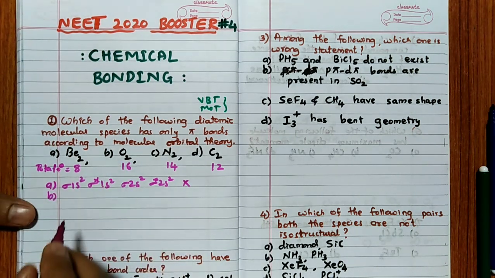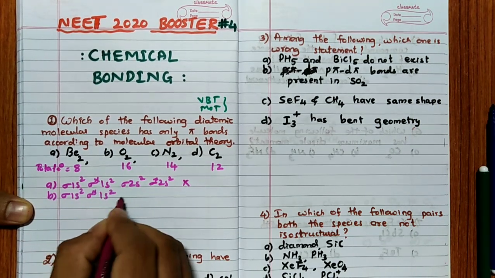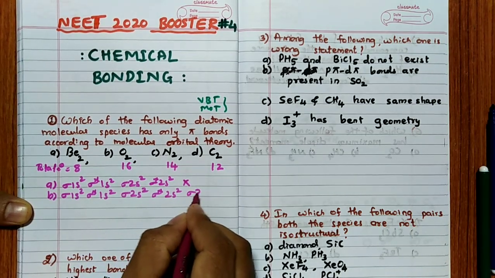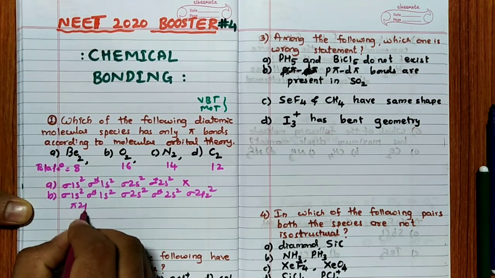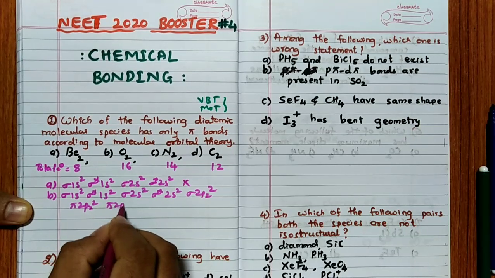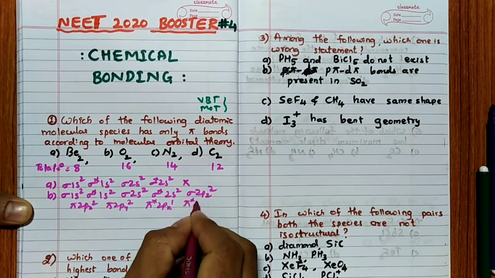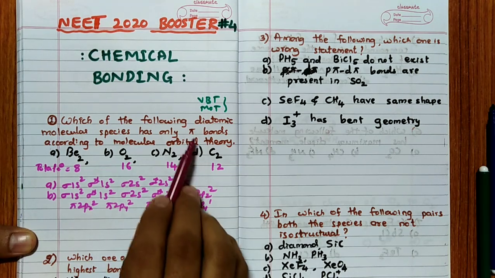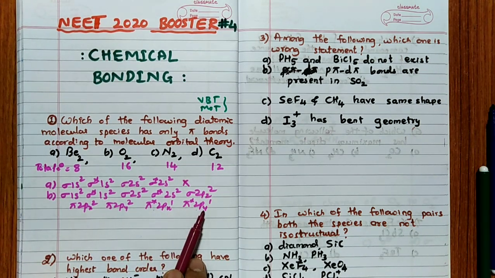Then B, if you take the oxygen molecule, a 16 electron system: sigma 1s2, sigma star 1s2, sigma 2s2, sigma star 2s2, then sigma 2pz2 because it is a 16 electron system, then pi 2px2, pi 2py2, then pi star 2px1 and pi star 2py1. Which means the last electrons are present in pi star, hence pi bond is not possible because these will not support the bond formation.